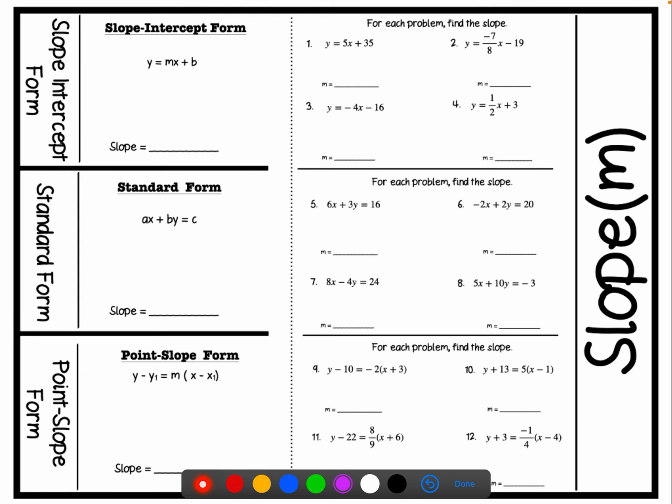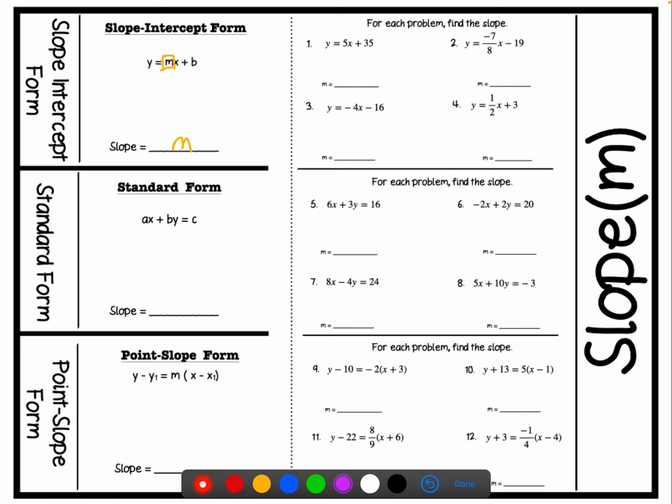All right. So today we're going to talk about how do we find the slope given three forms. These three forms are used when we're talking about linear functions. So we're talking about slope-intercept form, standard form, and point-slope form. When we deal with slope-intercept form, y equals mx plus b, to find the slope, we look at our m. That's the number in front of our x value. That's the slope. All right.